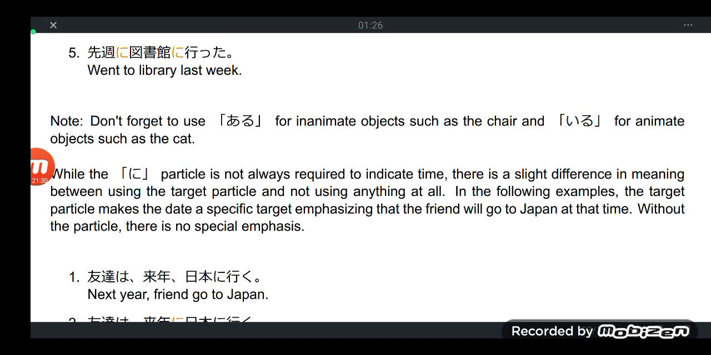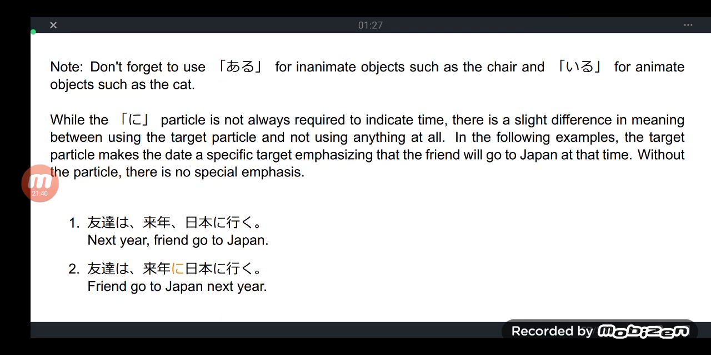Please don't forget to use aru for inanimate and iru for animate objects such as cat. So cat is considered animate, just like humans with anima, living thing. But if not a living thing, say chair or any abstract ideas, use aru.